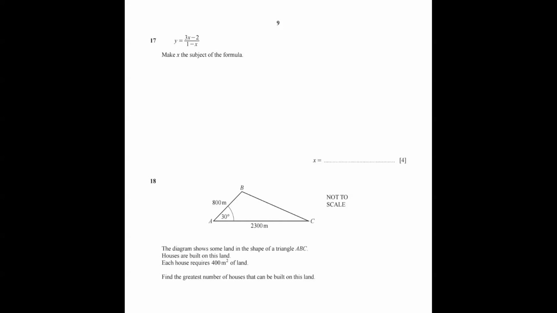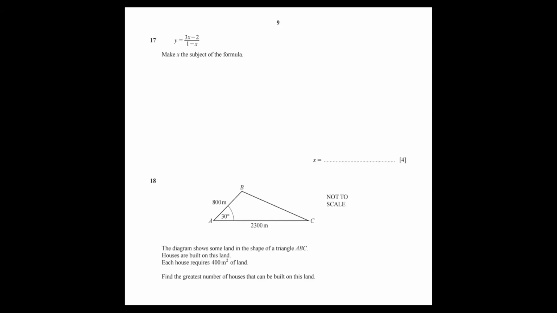Yes, here we have question number 17 and 18. Question number 17, you have to make x the subject. So how to do this question? y equals 3x minus 2, not plus 2, divided by 1 minus x. So it is a single fraction. Yes, I can cross multiply. So 1 times y, and x times y, it becomes y minus xy equal to 3x minus 2.